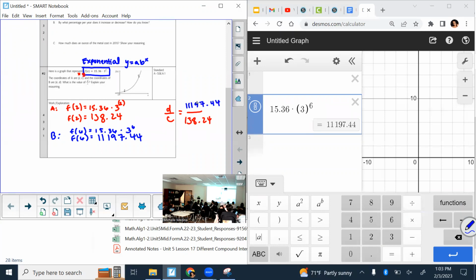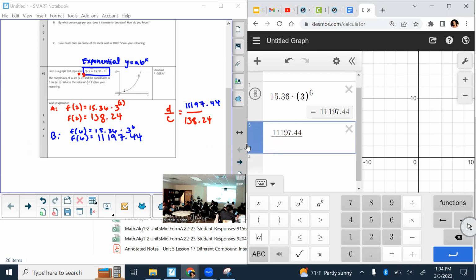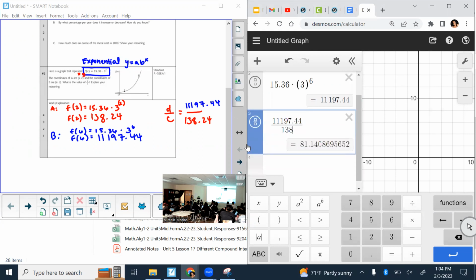All right, and then since it wants to know D divided by C, I'm going to divide these out like that, divided by what C was. And I get an even 81. So my answer for what D over C is 81.